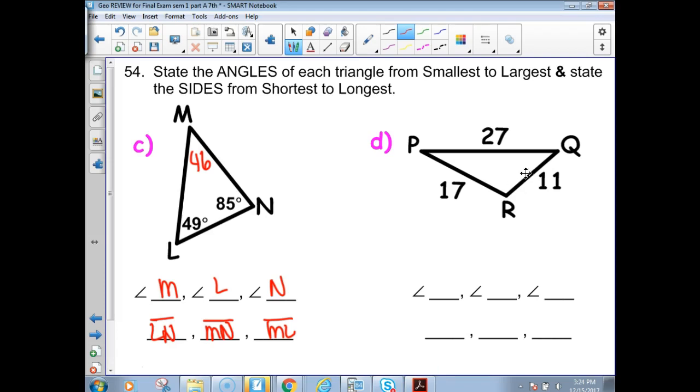Okay, the smallest angle for part D would be across from 11, which would be angle P. Then comes angle Q, and then R. R is the biggest because it's across from the biggest side. Then QR is the littlest side. PR is the medium, and QP or PQ is the biggest.